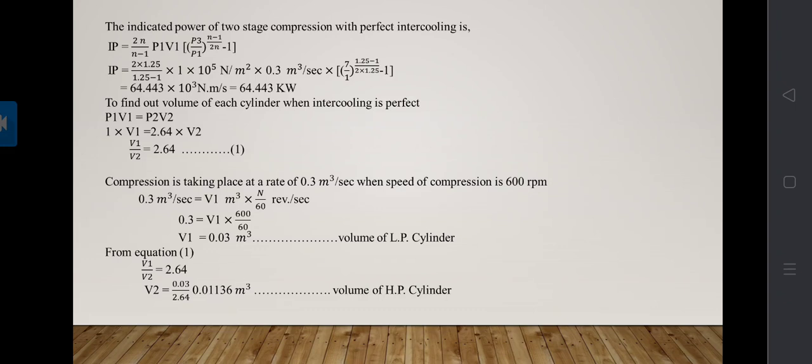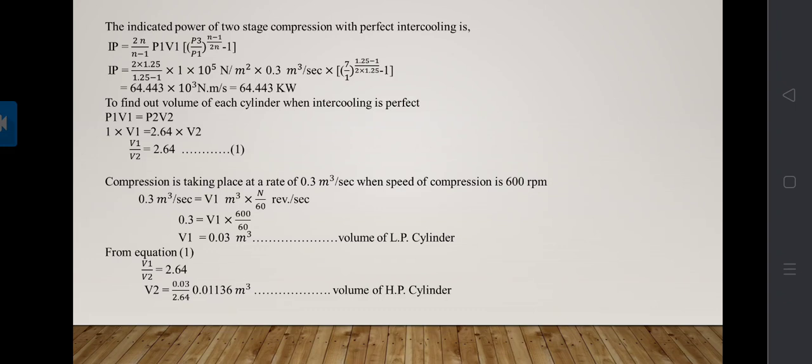Okay, so for indicated power, again we put all the values: n is equal to 1.25, the P1 and V1 values, and the P3 and P1 values, that is 7 bar divided by 1 bar, and the value of n is equal to 1.25. By putting in all these values, we calculate the indicated power is equal to 64.443 into 10 raised to 3 Newton meter per second, which is equal to 64.443 kilowatt. So the next step is we have to find out the volume of each cylinder when intercooling is perfect.